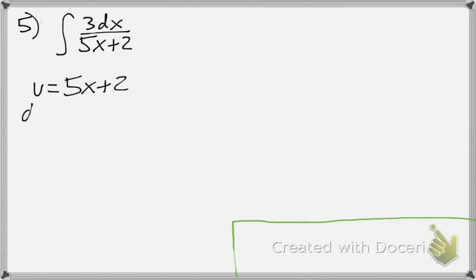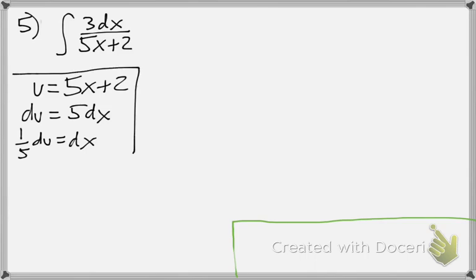So if I take the derivative, du is equal to 5 dx, and then I want to solve for dx because I need to replace dx as well in my integral, otherwise I can't integrate. So if I divide both sides by 5, 1 over 5 du is equal to dx. So this is all my information that I need to make my substitution.